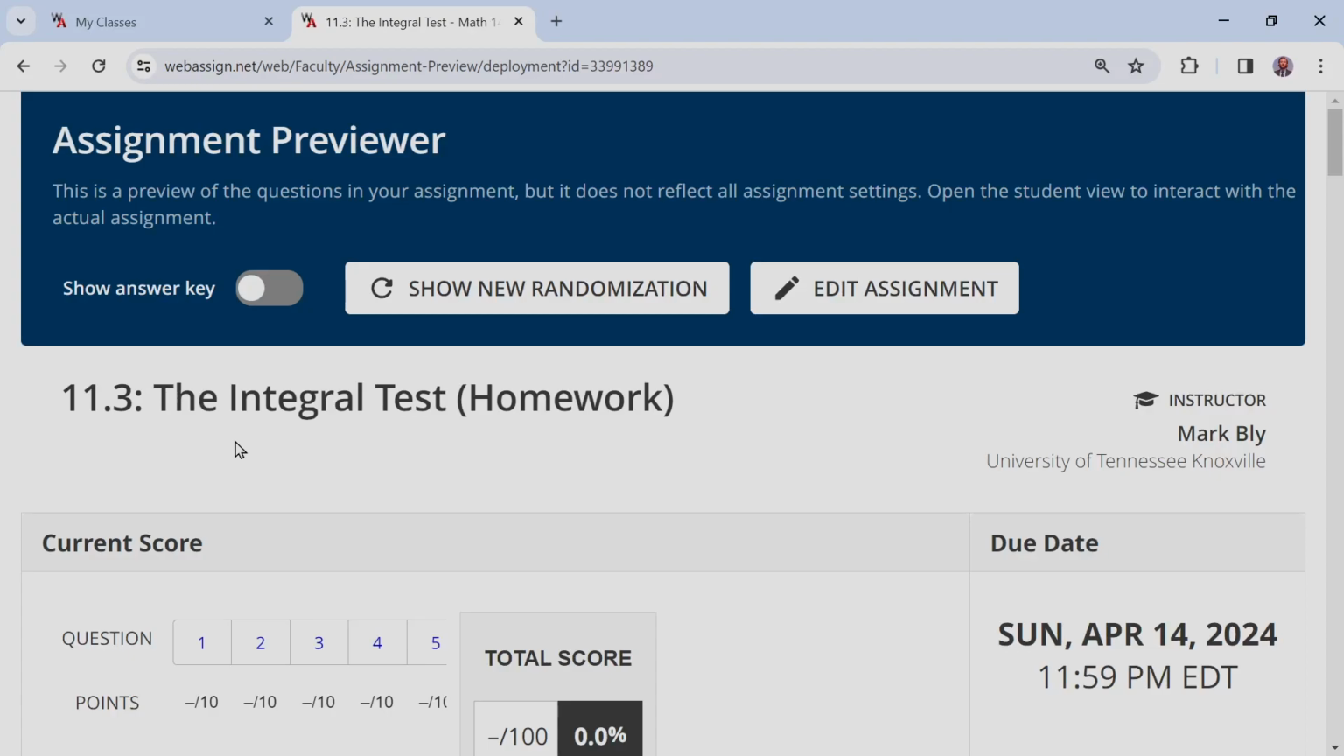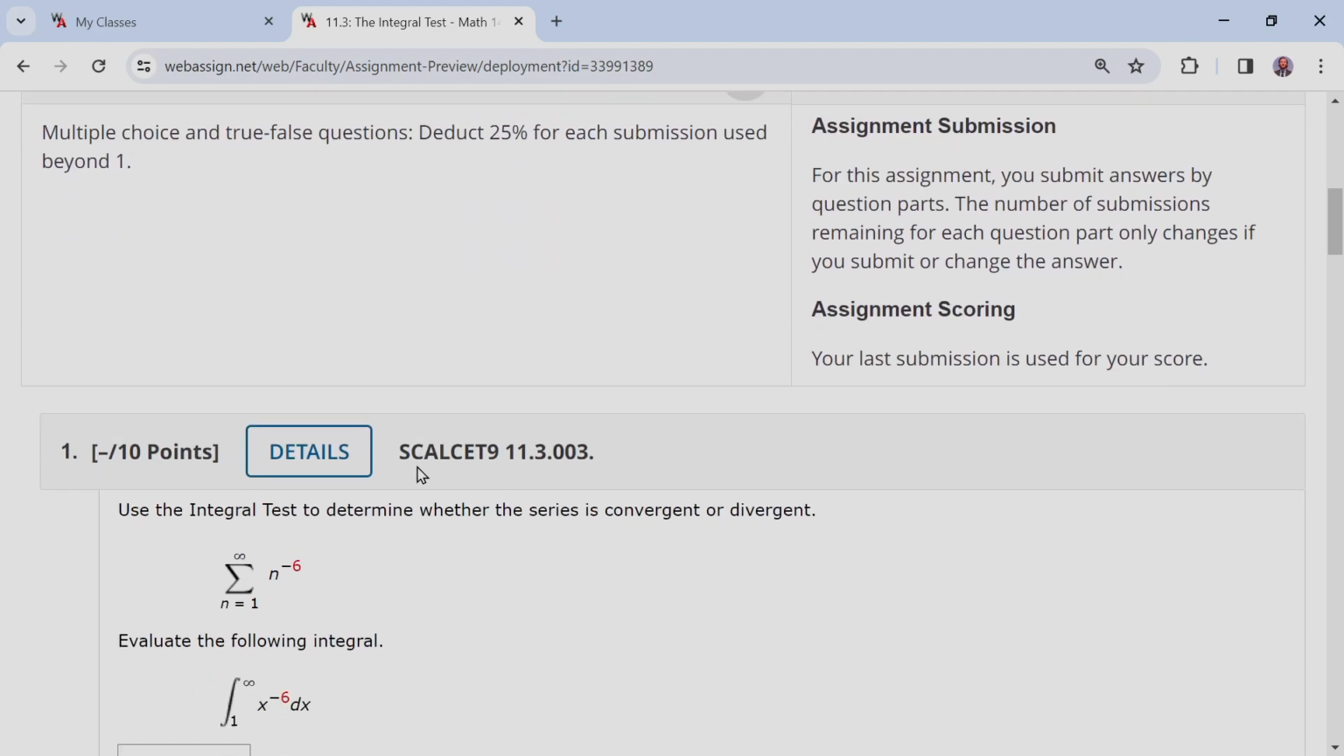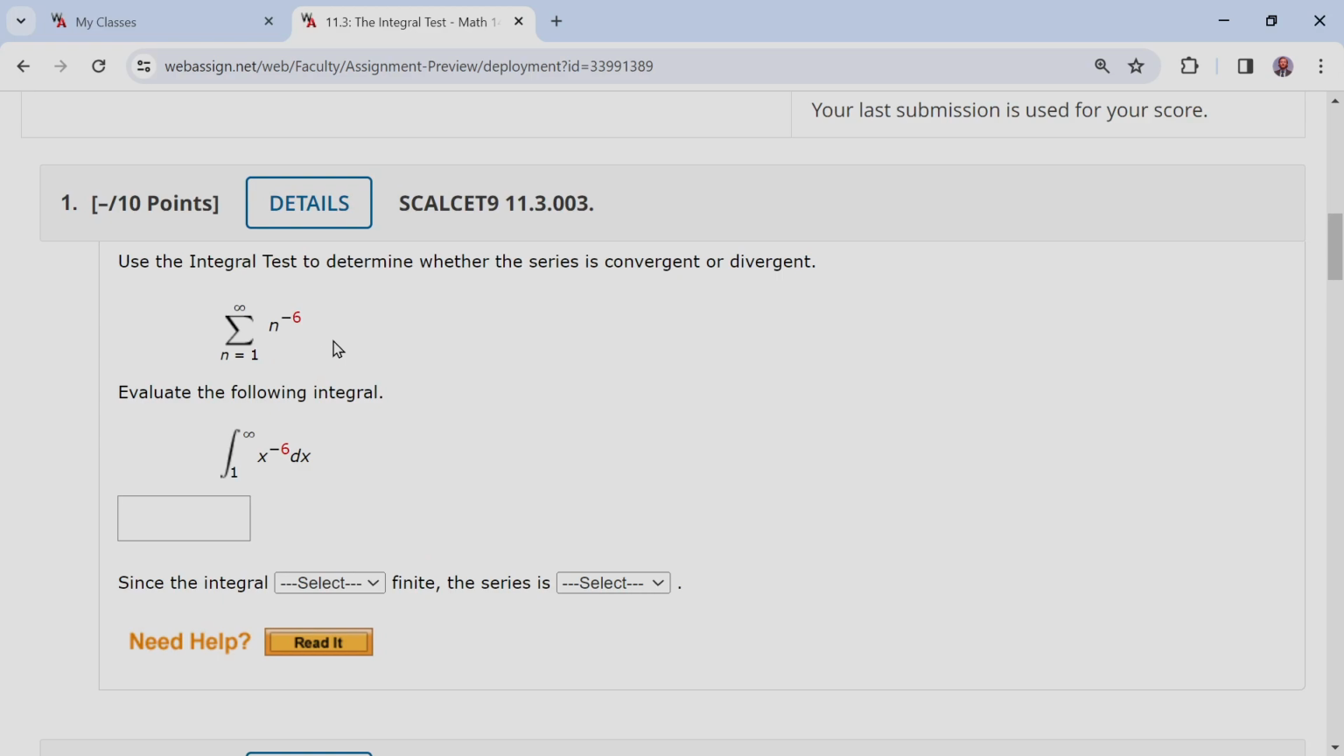All right, welcome back. We are going to talk integral test for series. We are in section 11.3. So use the integral test to determine whether the series is convergent or divergent. Here we have n to the minus 6. So we are going to convert this into an integral to use the integral test.